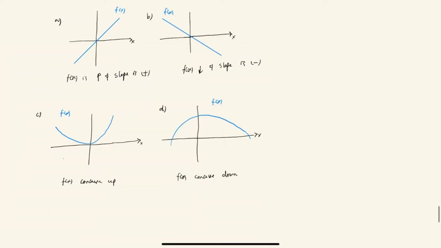Before deriving the rules of graphing the derivative, let's look at these graphs from A to D. A and B are both linear functions. Notice at A, the function f of x is increasing and the slope is positive. For B, the function is decreasing and the slope is negative. Then C and D are about the concavity. This is the shape of concave up for C, and this is the shape of concave down for D.